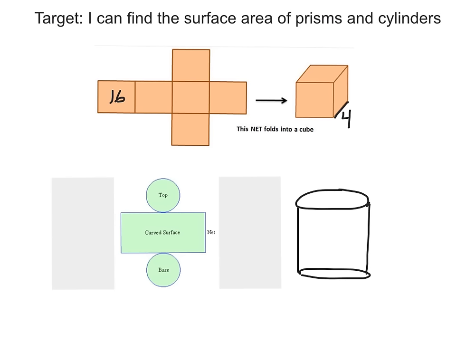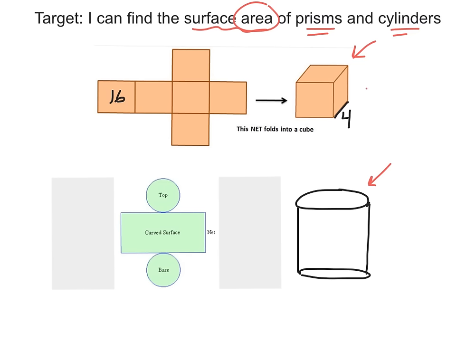In this lesson, the target states, I can find the surface area of prisms and cylinders. In a previous lesson, you found the volume of a prism and you found the volume of a cylinder, the total amount of space inside the object. In this lesson, we're doing something different. We're finding the total area of all its surfaces.